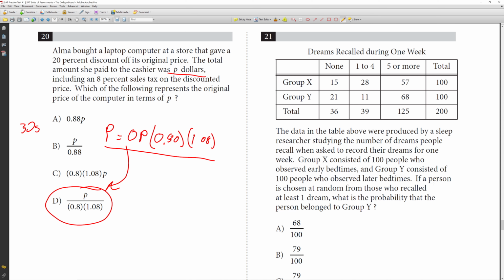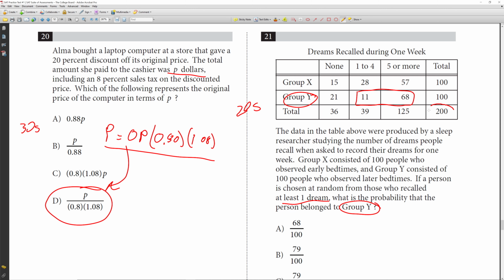If a person is chosen at random from those who recalled at least one dream, what is the probability that the person belonged to group Y? So this is actually a 20-second problem. So this is group Y, dreams recalled during 1 week. So at least one dream seems like it's everything above here. So it's got to be this.